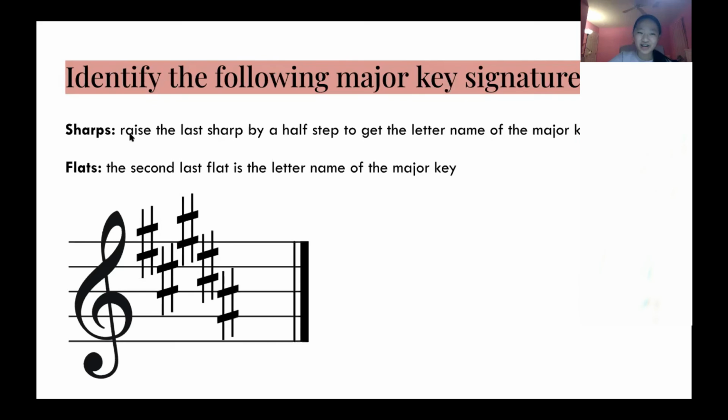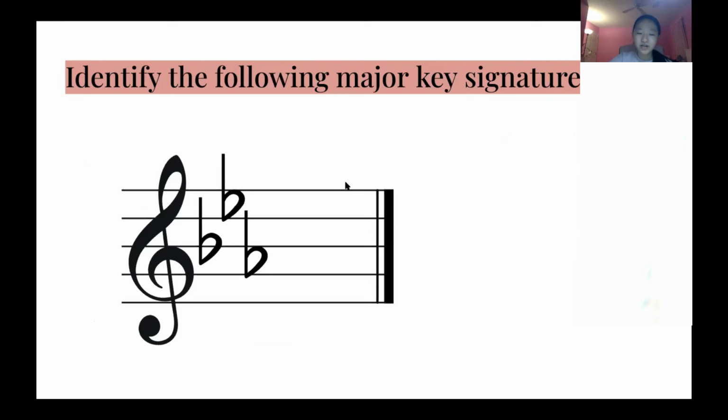Okay, so for sharps, try to find the last sharp and raise it by a half step. Don't just look at the sharp and say the name of that sharp. I think that's B. Yeah, it is B major. A major has 3 sharps. So we take the A sharp here and we raise it by a half step to get B. Good job.